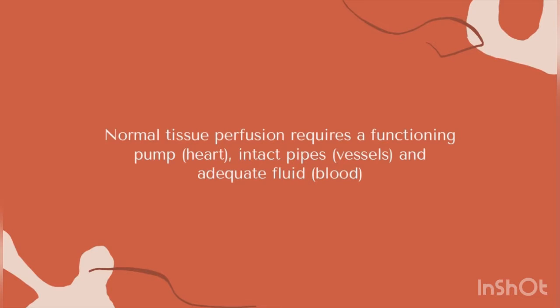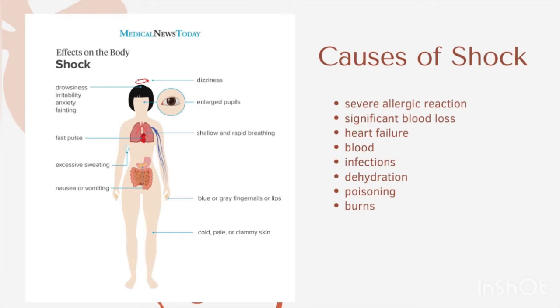Normal tissue perfusion requires a functioning pump, intact pipes, and adequate fluid, but in shock there is an inadequate perfusion to tissue. As you can see on the picture, causes of shock include severe allergic reaction, significant blood loss, heart failure, blood infections, dehydration, poisoning, and burns. On the left side, you can see the effects on the body given by shock.